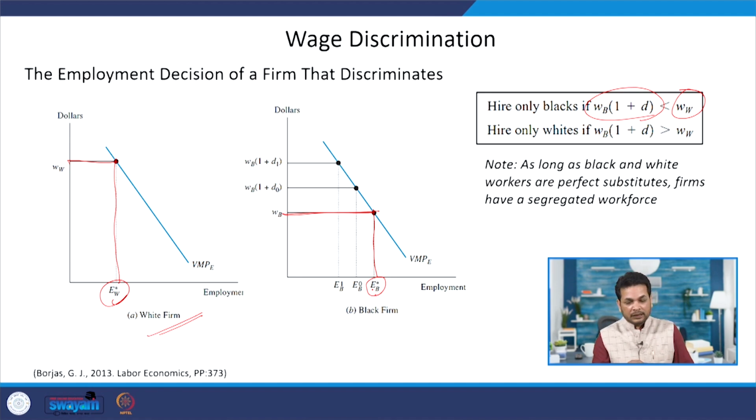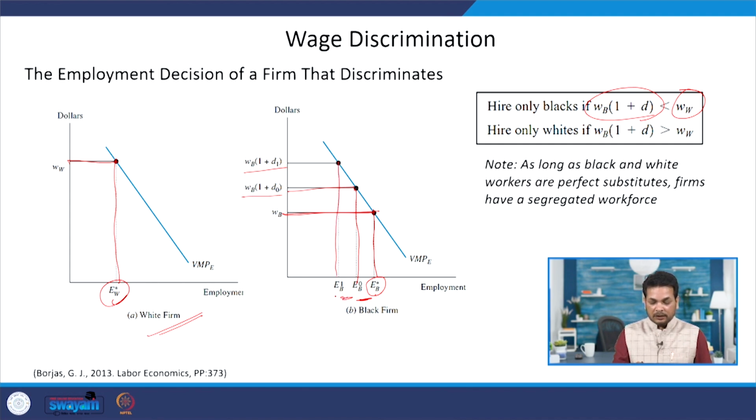When we see the discrimination coefficient is small, let us say this D0, a black firm is still hiring black workers because the wage rate is WB into (1 + D0), the coefficient is small, but the number of employment is less. Let us say for another firm, the discrimination coefficient is D1, it is hiring black workers, but again the number is reduced to E1B. So, if this discrimination coefficient increases, the number of black workers hired is going to be reduced. The degree of the discrimination coefficient decides how many black workers are going to be hired by the black firm.